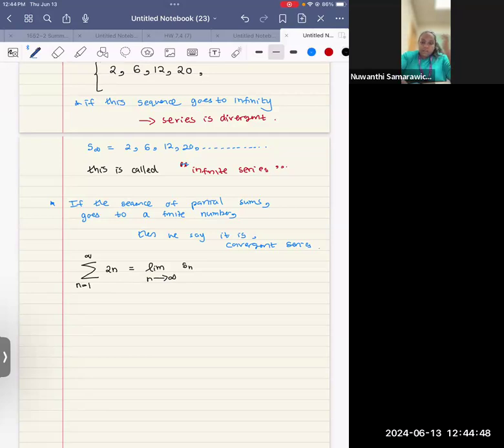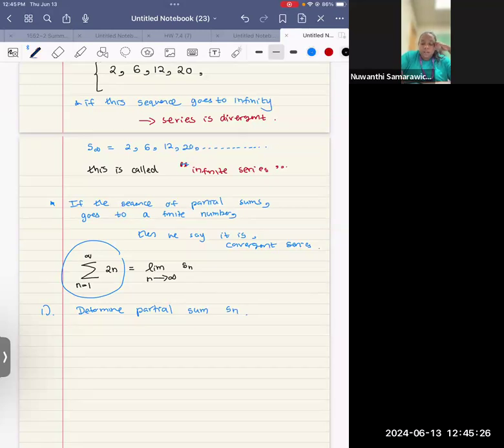Okay, so let's do this question again. Now how do we prove this? This is our question. Now let's see how to prove this. The first step is to determine the partial sum Sn.